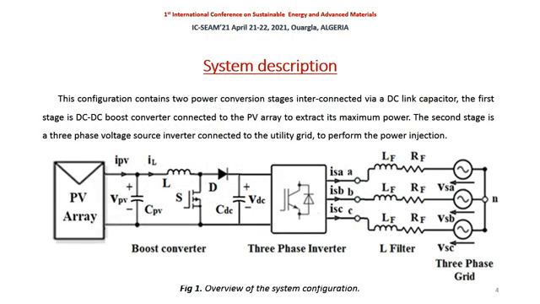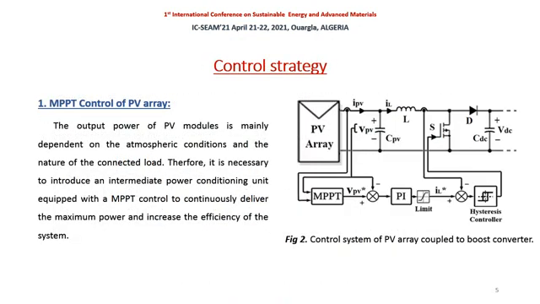System description. This is the global structure. As mentioned before, it contains two power conversion stages used between the PV array and the three-phase grid. Now the control strategy of each stage.